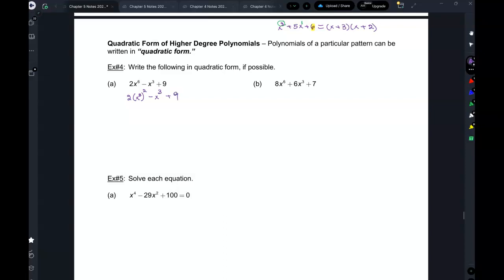This is quadratic form because I've got a constant, an exponent, and then the square of the exponent. I have a constant, a variable term, the square of the variable term. Okay? So here, it's 8x cubed squared plus 6x cubed plus 7.